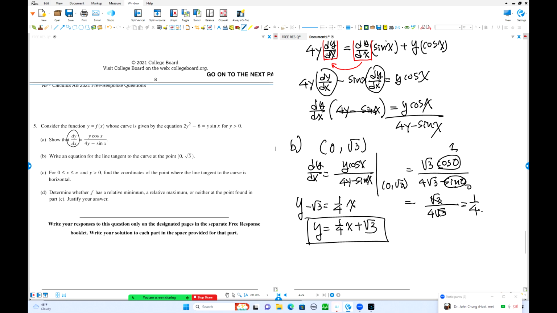The next one, C. When x is between 0 and pi, and y is positive, only in these intervals, y is positive. Find the coordinates of the point where the line tangent to the curve is horizontal.